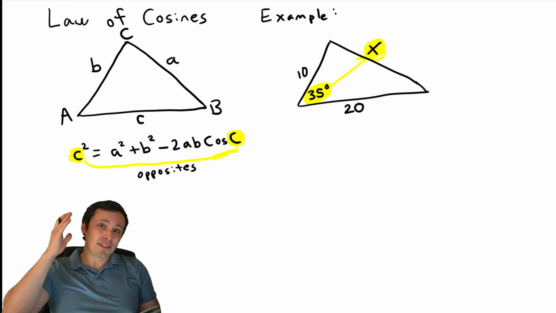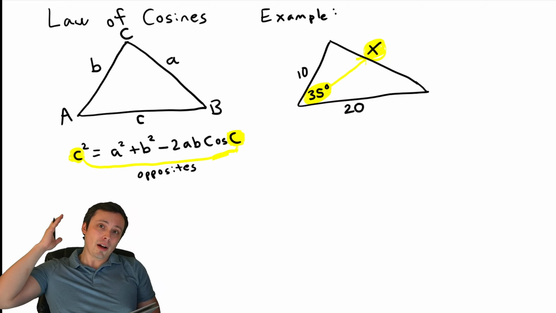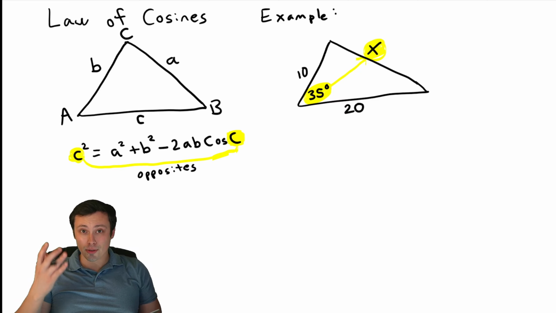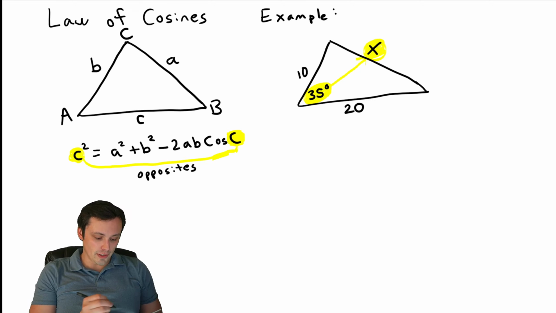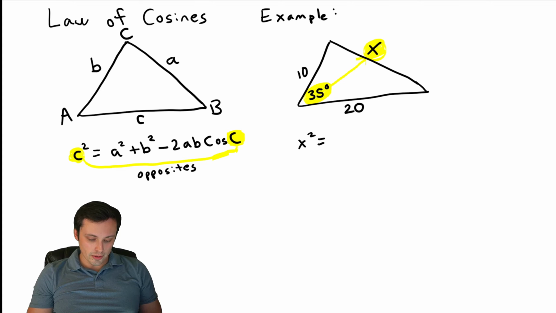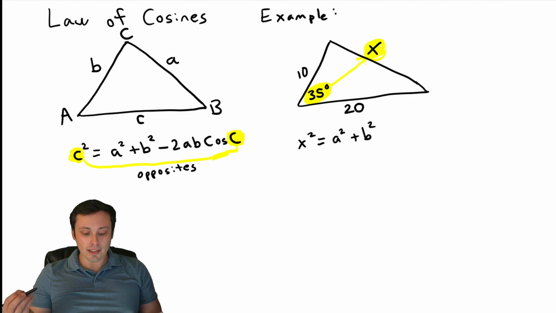What matters is that your angle is paired up opposite with the one that you're going to use for C when you start filling in your formula. So we're going to go with x squared instead of c squared equals, well, for now I'm going to write down, okay, it would be a squared plus b squared, but what are a and b? Well, notice that a and b are just the other two sides. They're the two sides that aren't the one across from your angle.